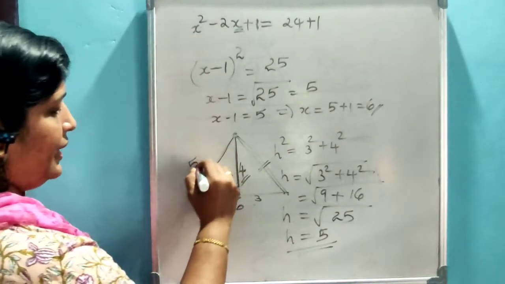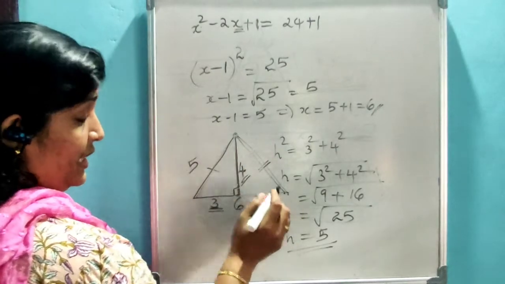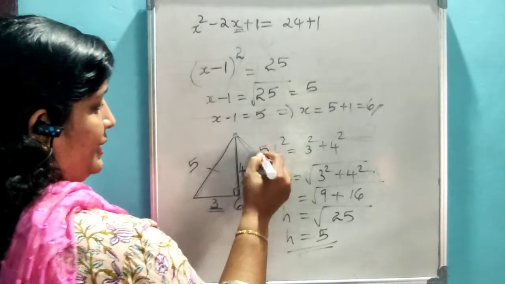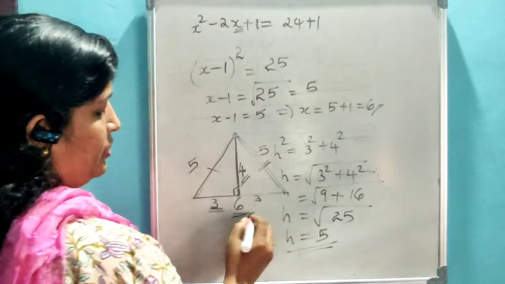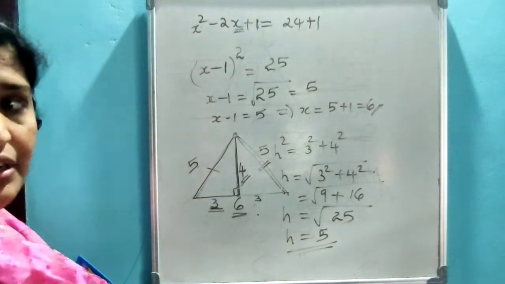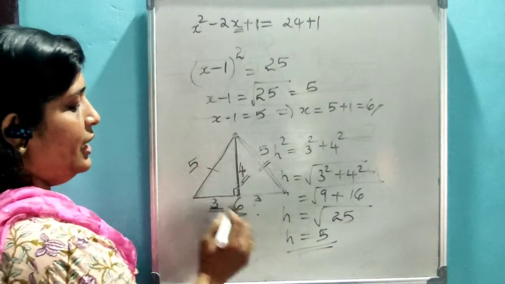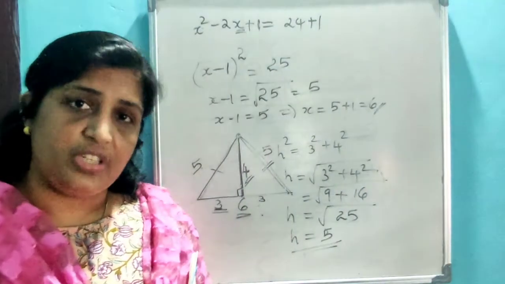So this side is equal to 5, and this one is an isosceles triangle, so two sides are equal. So these two sides are 5 and the base is equal to 6. So these are the three sides of this triangle. 5, 5 and 6 are the three sides of the triangle.